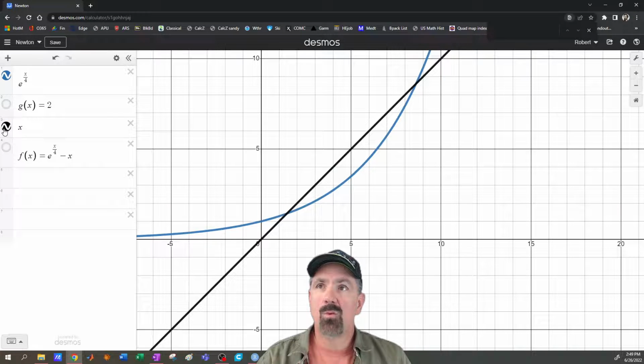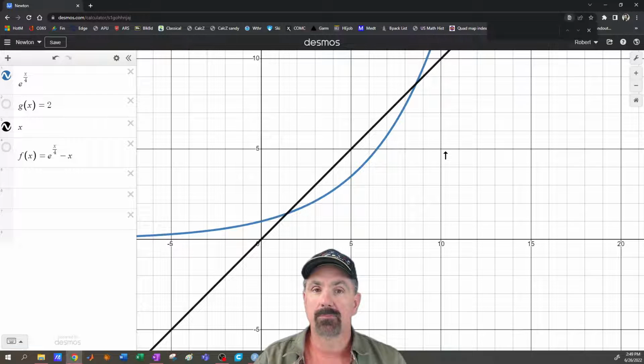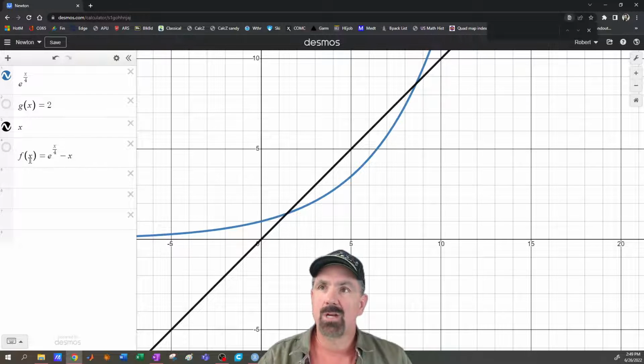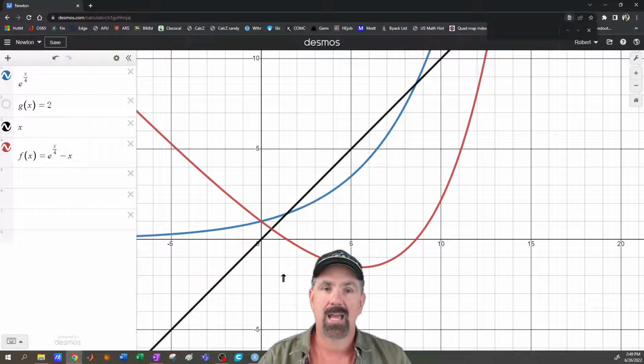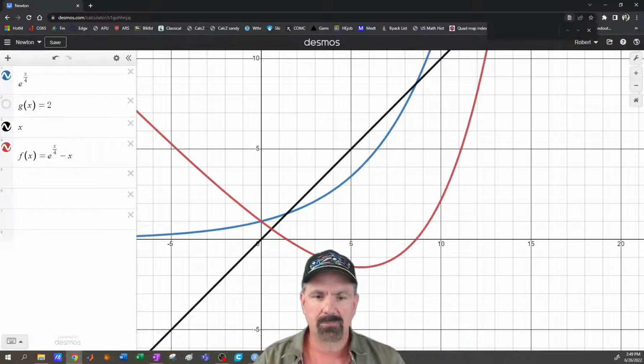In the case where we want e to the x over 4 equal to x, what we're looking for are the input values, this one here and perhaps this one over here. These two places where the two graphs cross one another are where those functions are equal. This is easier to see when we create the function f of x and plot it and look for its zeros. So we're looking for the input that gives us a 0 here, as well as the input that gives us a 0 here. And this is where we can use Newton's method.